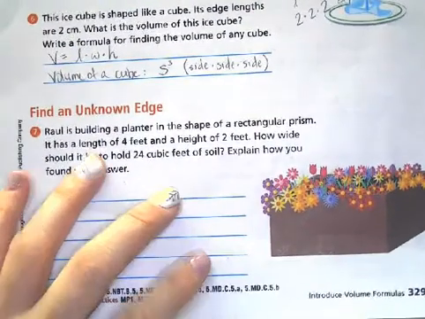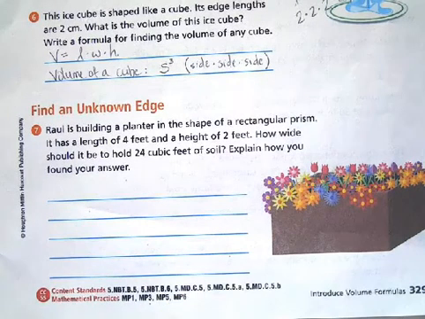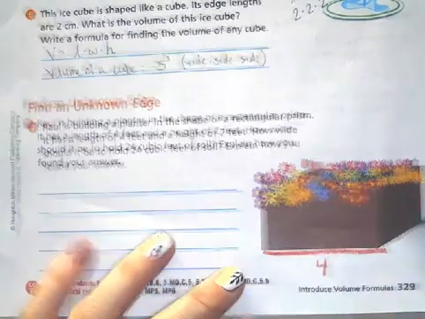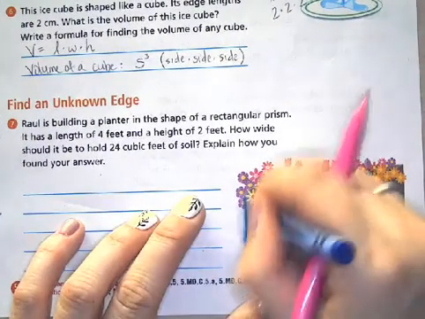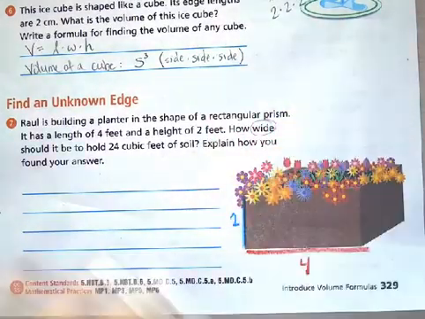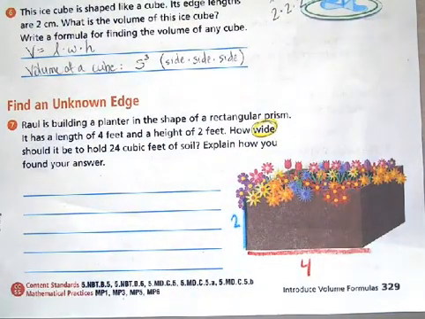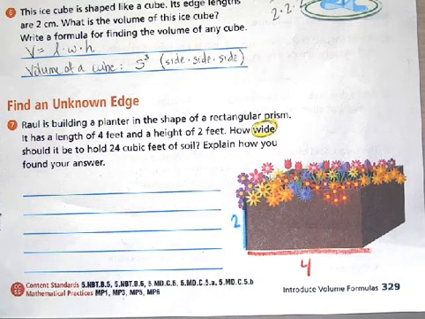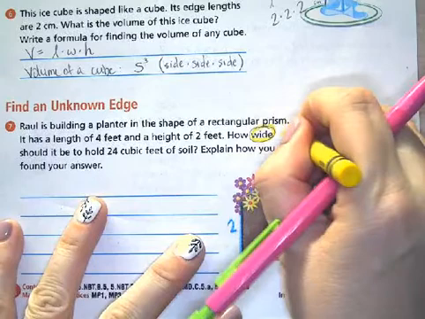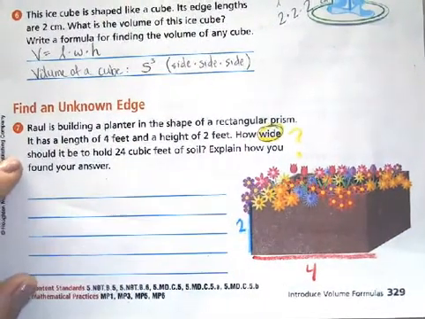All right. Raoul is building a planter in the shape of a rectangular prism. It has a length of 4 and a height of 2. Okay. So I know the length is 4. I know the height, how tall it is, 2. It says, how wide, we're looking for the width. How wide should it be to hold 24 cubic feet of soil? So how wide should it be if they want it to equal 24? Explain how you find your answer.